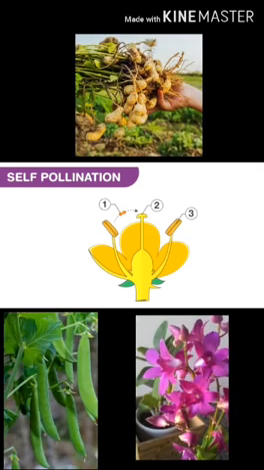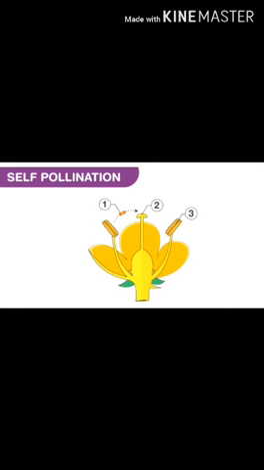First I'll explain about self-pollination. Transfer of pollen grains from the anther of one flower to the stigma of the same flower or of another flower present on the same plant is called self-pollination, and self-pollination is commonly seen in peanuts, orchid and peas.